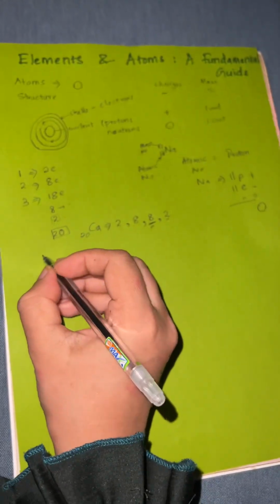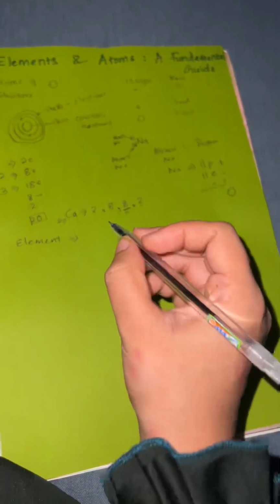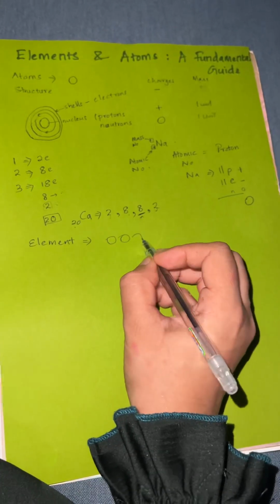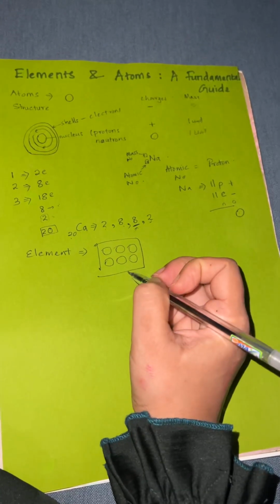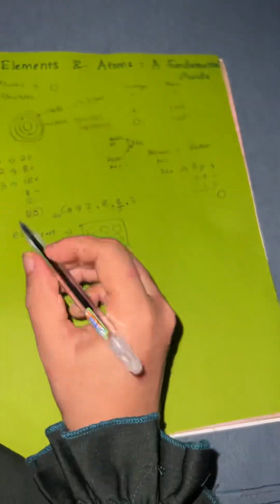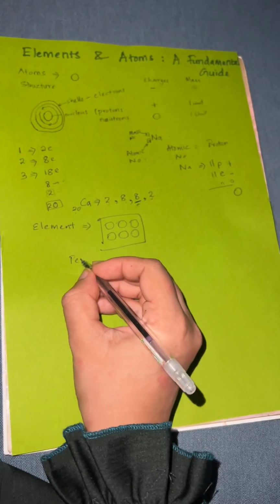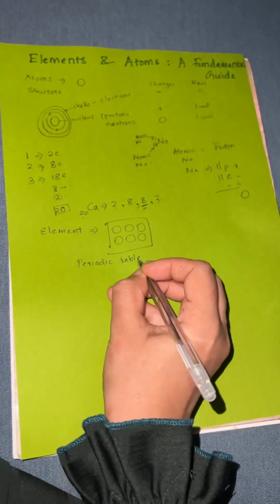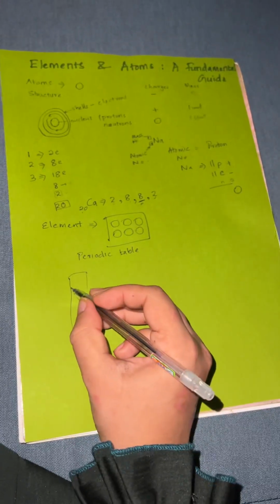We will talk about the elements. So what is an element? A structure having the same kind of atoms. If they have the same kind of atoms, it will be an element. So now these elements are arranged in a table, and that is called the periodic table. So I hope you remember the periodic table. Somewhere you all would have seen it.